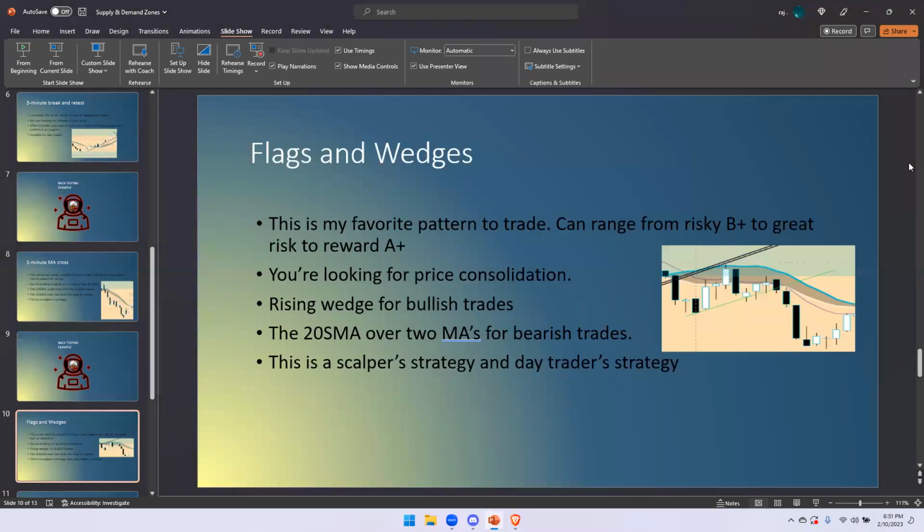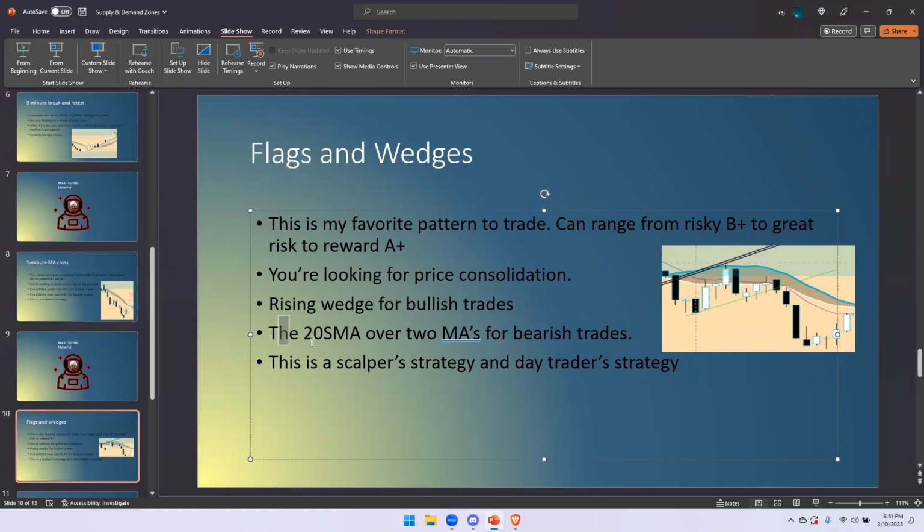Yeah, this is my favorite pattern of trade. It's the flags and wedges. Again, it can range from a risky B plus to A plus setup. You're just looking for price consolidation. A rising wedge is for bullish. I don't know, I think I can read that. Let's see.